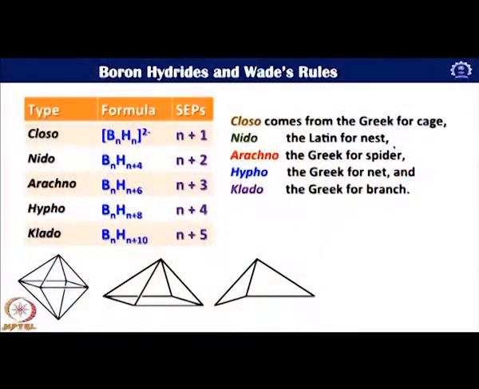Okay. So, essentially some of these terms are coming from Greek or Latin. Closo comes from Greek for cage, nido the Latin for nest, and arachno in Greek for spider, hypo Greek for net again, and klado the Greek for branch. So, this is how the prefixes have been included for different types of boron hydride clusters.